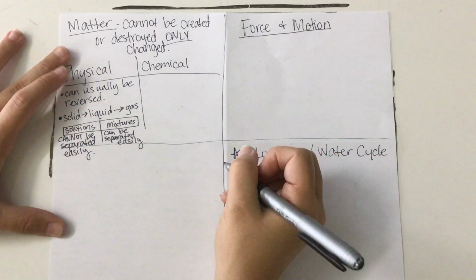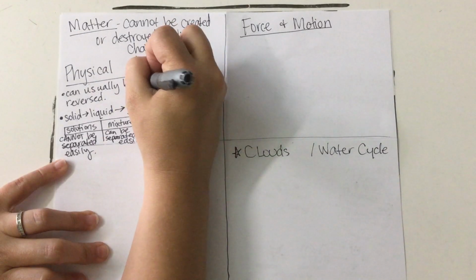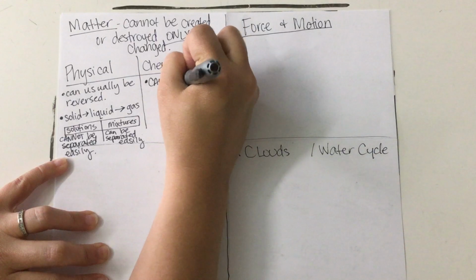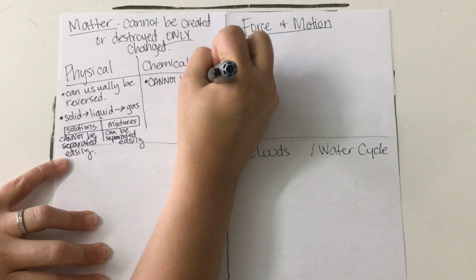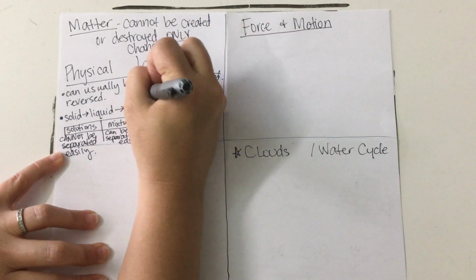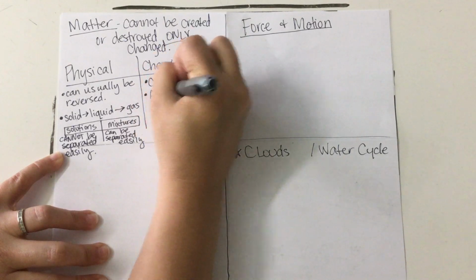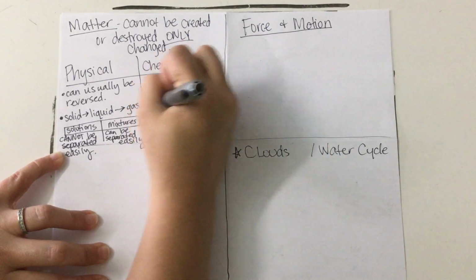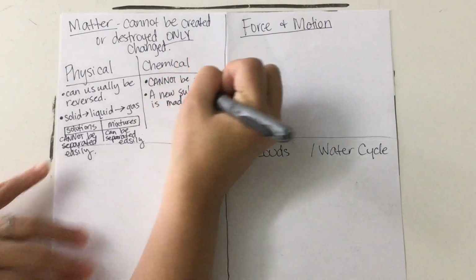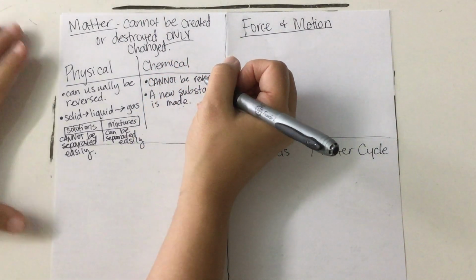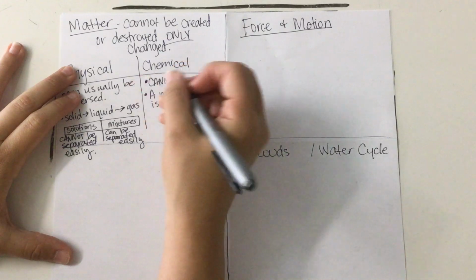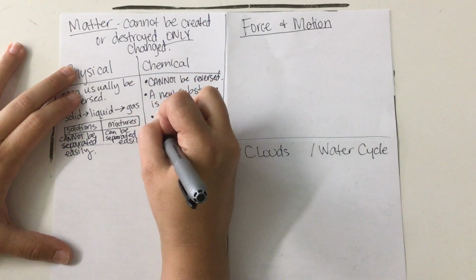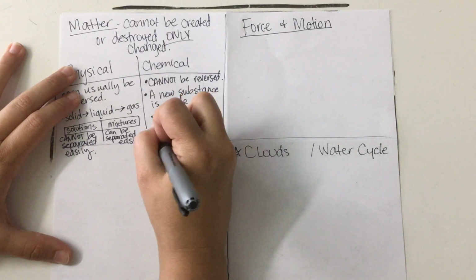Okay? Chemical changes can't be reversed. They can't be reversed because a new substance is made. For example, when I burn the paper, we created ash, no longer paper. So some examples of chemical changes. I do want you guys to list these out if you can remember them. Rust, burning something, cooking something.